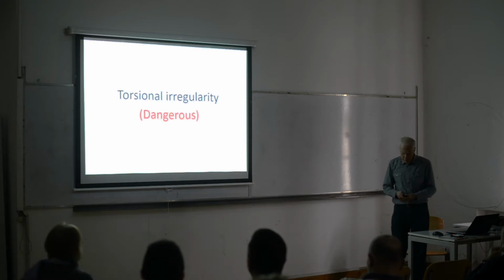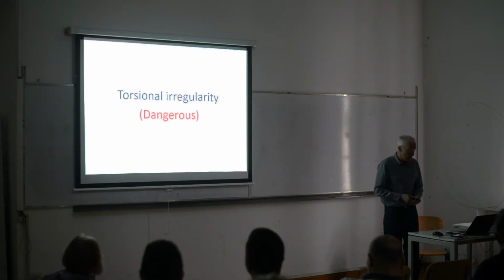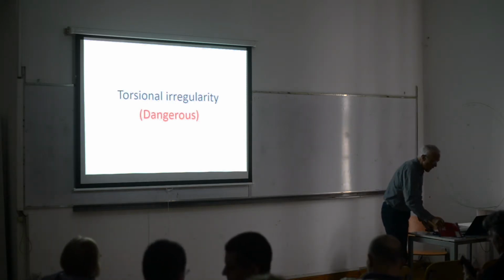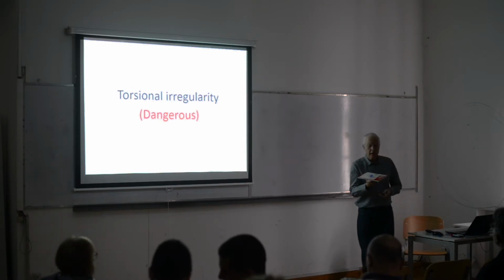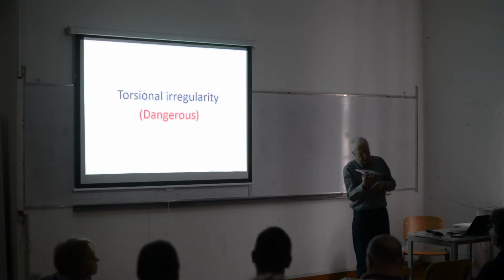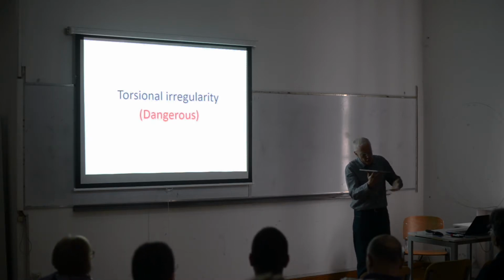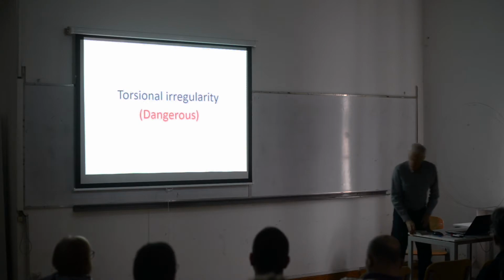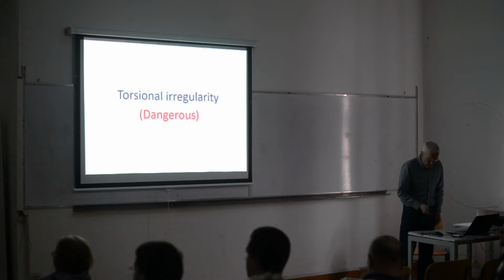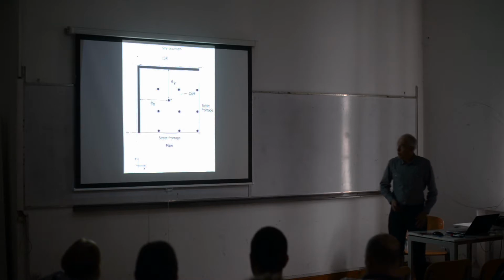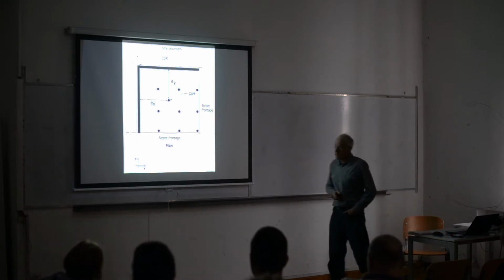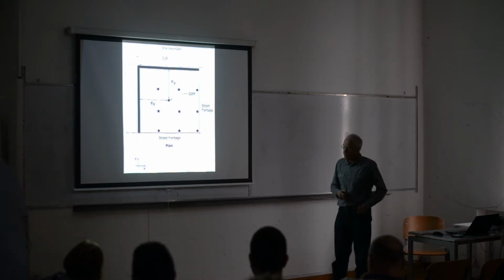Okay, now I'm going to talk about torsion. In my first lecture, I mentioned to you that during an earthquake, all buildings will have at least a small amount of torsion, due to the earthquake waves coming up from underneath the building. But sometimes torsion can become very severe because of the way we design the building.